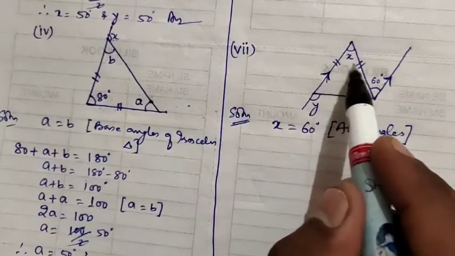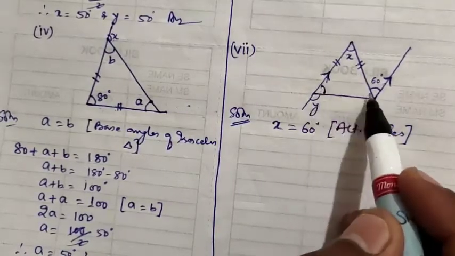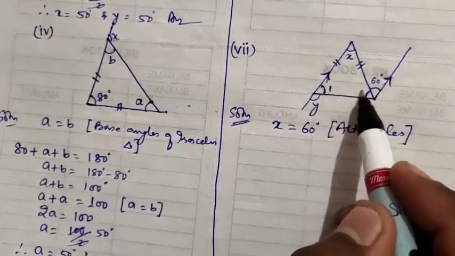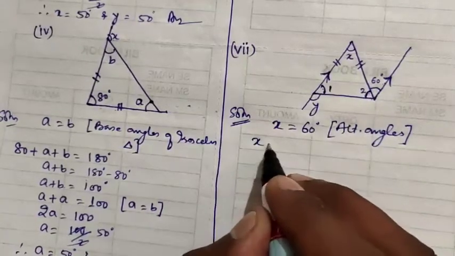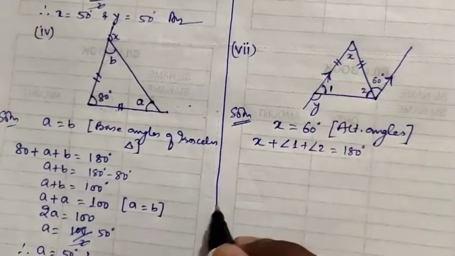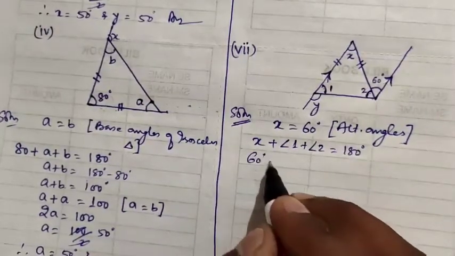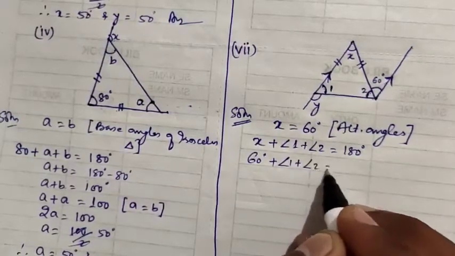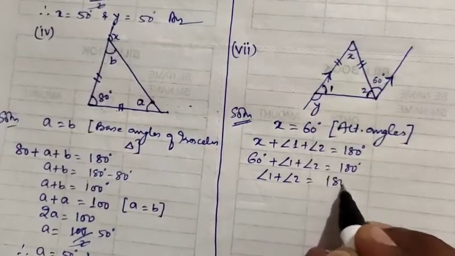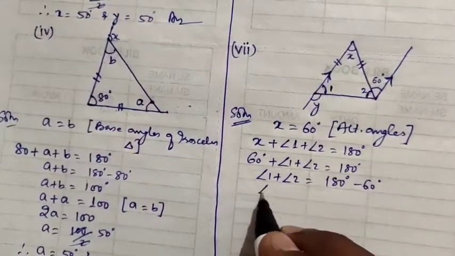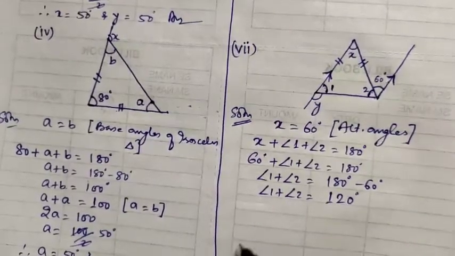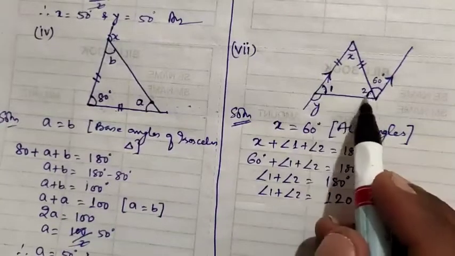Now what we will do, we know that these two sides are equal, then this angle and this angle will be equal. These two angles will be equal. Let us name them 1 and 2. x plus angle 1 plus angle 2, we have studied that the sum will be 180 degrees. The value of x is 60 degrees. Angle 1 plus angle 2 is equal to 180 degrees minus 60 degrees. Angle 1 plus angle 2 is equal to 120 degrees.